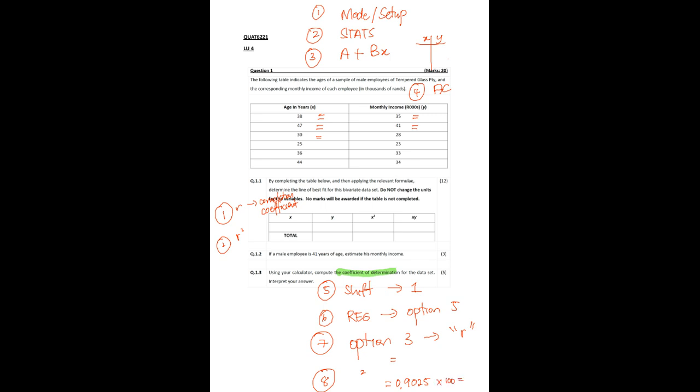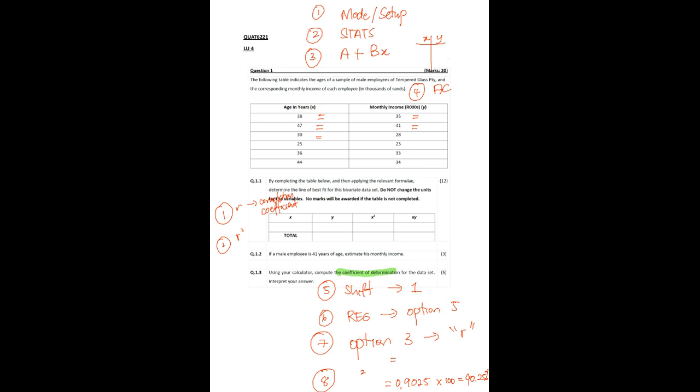So it's 90.25%. Here you have to have your answer as a percentage to 2 decimal places. It is mandatory that it's a percentage. Please don't leave it as a decimal. And then this is your coefficient of determination.